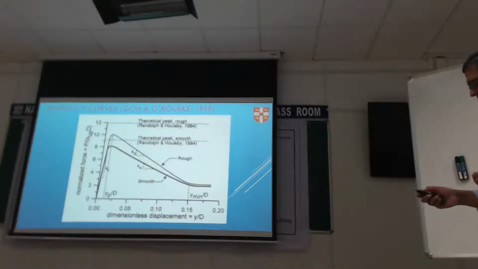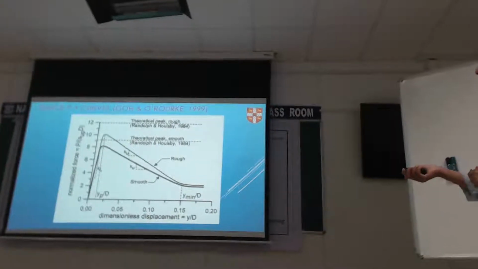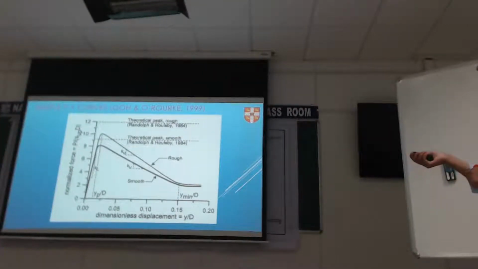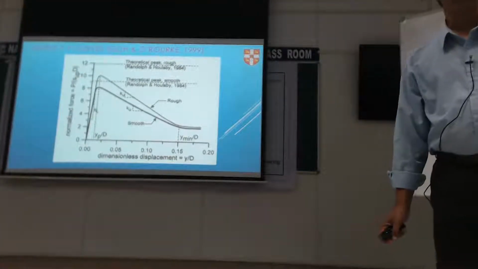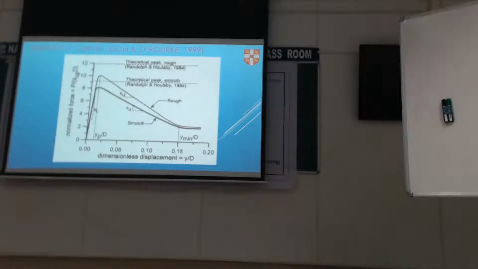So 9 is a good reference point there. But if it is rough, it can be as high as 12. Now the good thing is, if you have done your site investigation, you would know your Cu or Su, and you know the diameter of your pile.